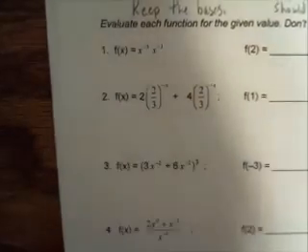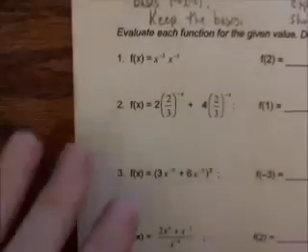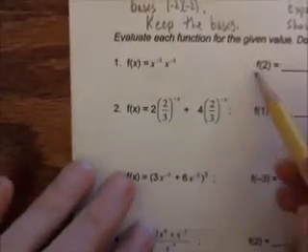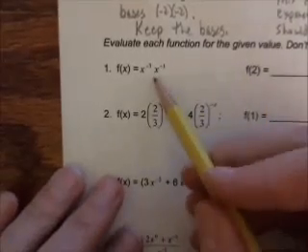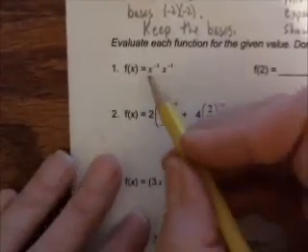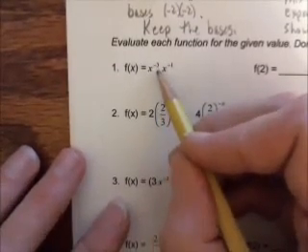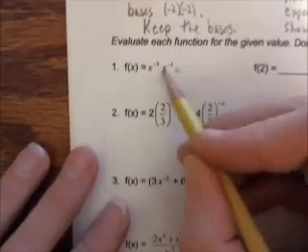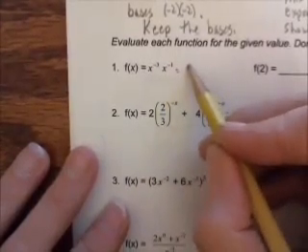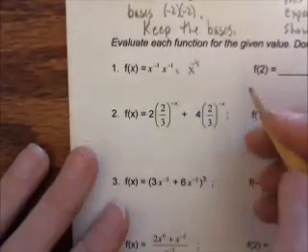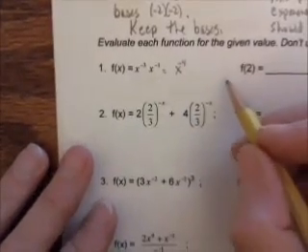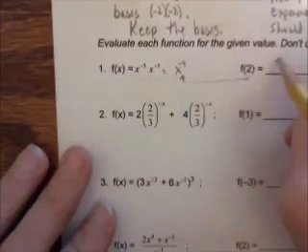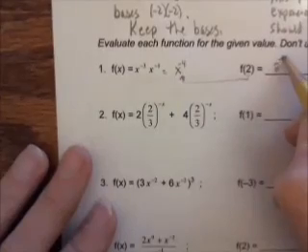So the next part of this page is we're just going to be evaluating functions for the given values. Without a calculator, we're going to evaluate f of 2 if this is our f of x value. So f of x is equal to x to the negative 3 times x to the negative 1, which means we can just add the exponents. X to the negative 3 times x to the negative 1 is x to the negative 4. And f of 2, all you do is replace the x with a 2, so that would be 2 to the negative 4.